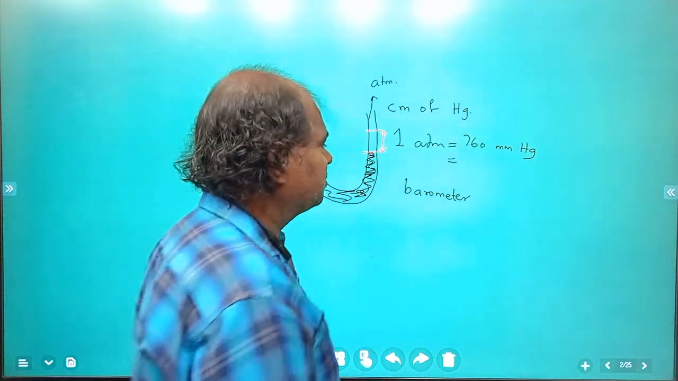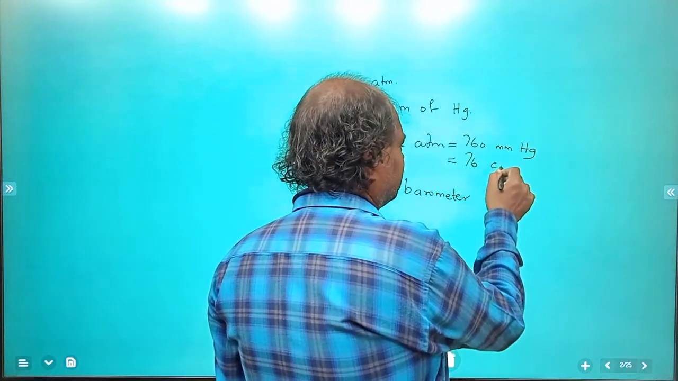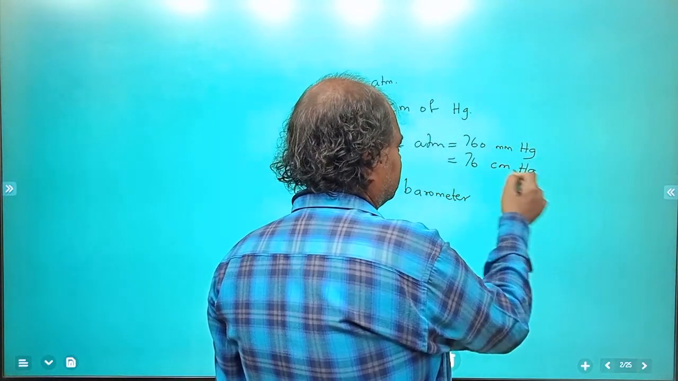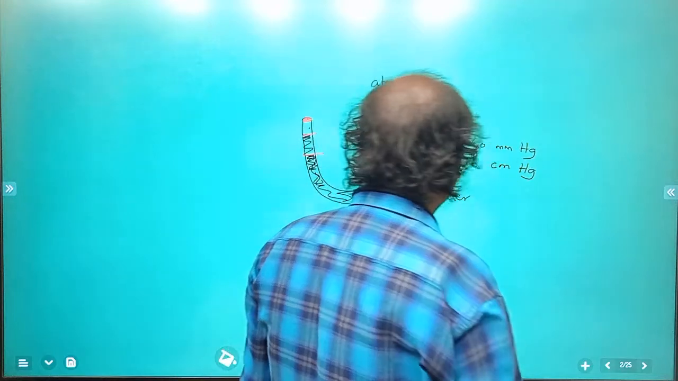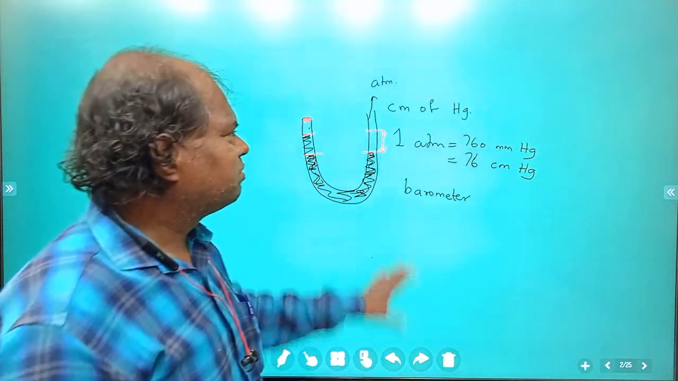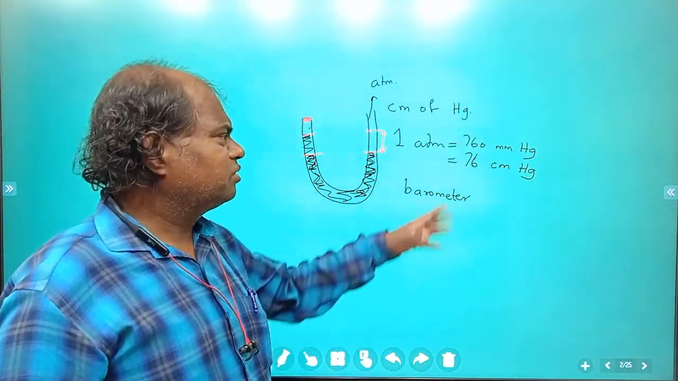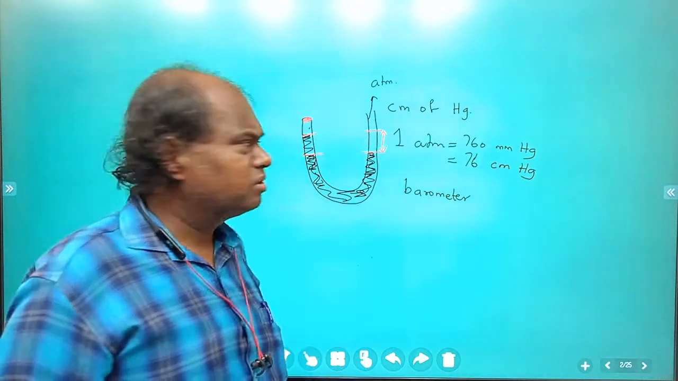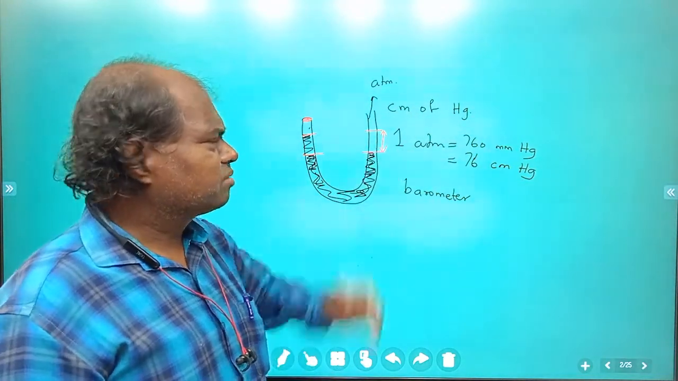Okay. You can write in terms of centimeter also. It will be 76 centimeter mercury. Fine. This is the normal pressure. So sometimes in exam they'll give you just centimeter of mercury. Don't bother. 76 means one atmosphere.